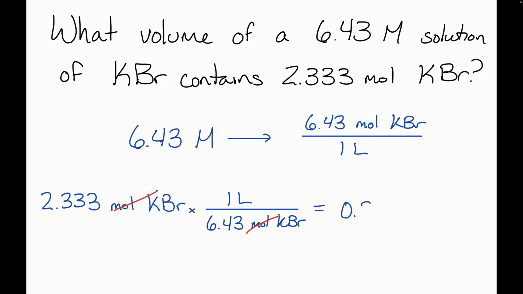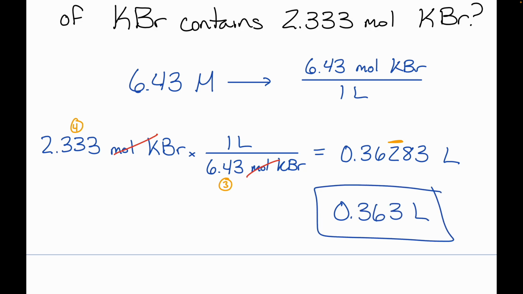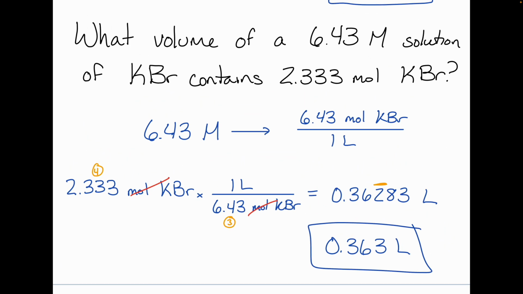So punch that into my calculator, 0.36283. And again, my units are in volume, in liters. How many sig figs should I round this off to? Right, my number of moles has 4, but my molarity has 3. I gotta go with what's fewer, what's less. 0.363 liters of solution. That's how much I would need to get that 2.333 moles that I need in my chemical reaction, for example.